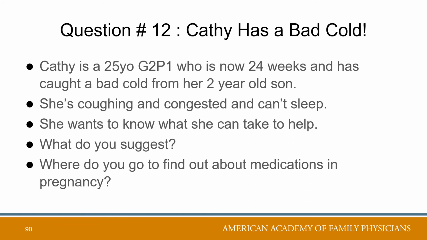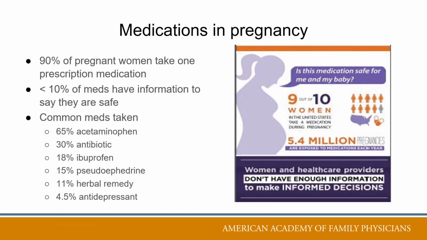All right, now we're going to move on to a patient who has a cold. So Kathy is a 25-year-old G2P1. She's 24 weeks along. She's caught a bad cold from her 2-year-old son. She's coughing and congested. She can't sleep. She wants to know what she can take. What do you suggest? And how do you think about medication safety? Where do you go to find out about medications in pregnancy?